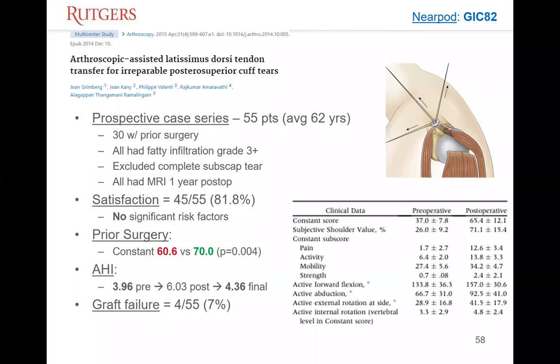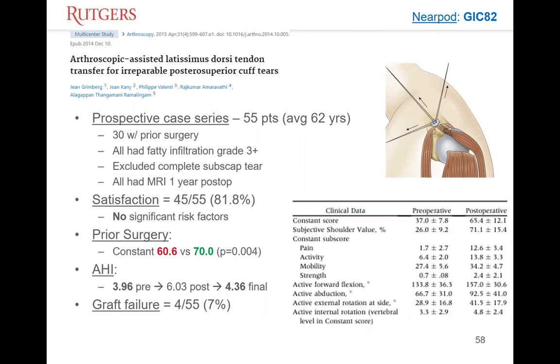And they all underwent an MRI 1 year post-op. At final follow-up, all outcome measures improved substantially, especially pain. 82% of them were satisfied, and there are no subject characteristics that place patients at an increased risk of dissatisfaction. However, patients with prior surgery did have significantly lower Constant scores. 4 grafts failed, 1 went on to a reverse shoulder, and 3 underwent revision surgeries for hematomas.